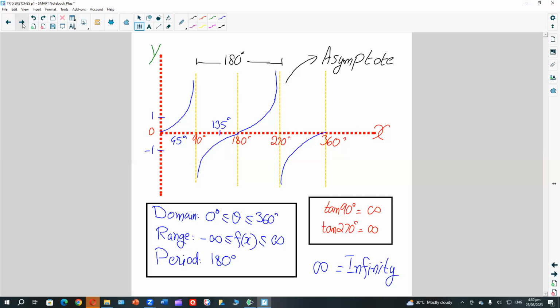Now it's a 180-degree duration in which one piece of the sketch is there. And the lines which a graph does not touch are called asymptotes. You have to update the same screen.